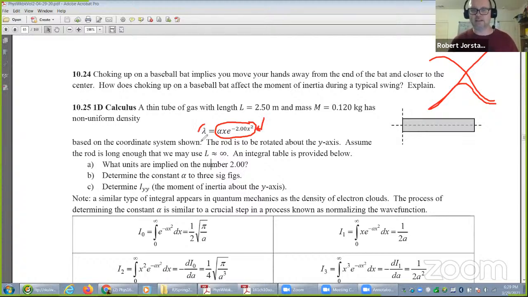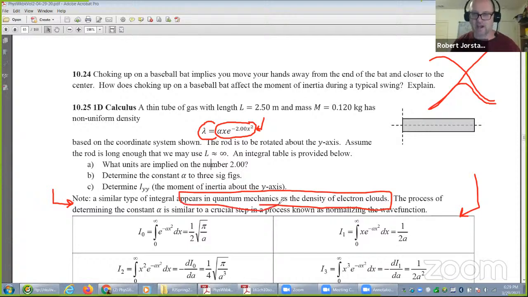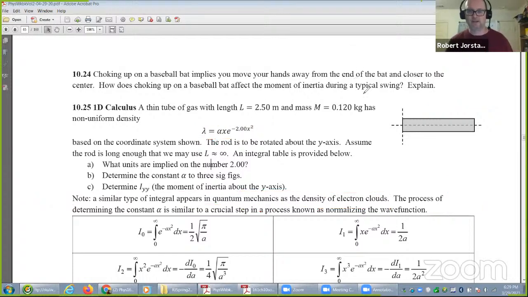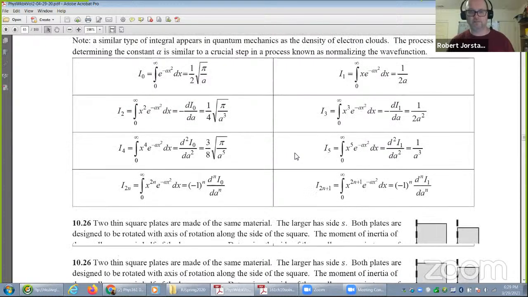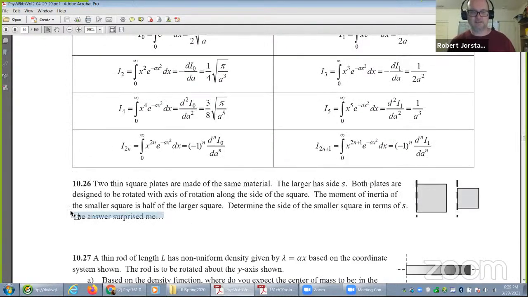So what? The density is some function. The technique is still the same. You get an integral table. You should be able to do this or plug it into Wolfram Alpha. Believe it or not, similar integrals appear in quantum mechanics and quantum chemistry, so that's why I'm foreshadowing that there. The process we're doing here, of doing these center of mass integrals and moment of inertia integrals, is very similar to the process known as normalizing a wave function. This one surprised me.